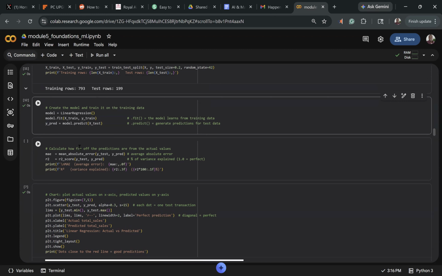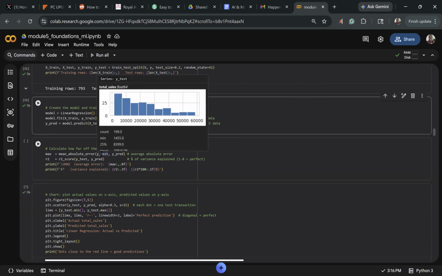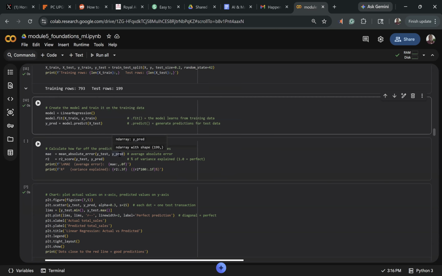So now we want to calculate how far off the predictions are from the actual values. Remember, we have our y prediction already in y underscore prediction. Now we want to calculate our error. So you call upon mean absolute error. You remember we have it over there already in our modules. So we want to compare the y test to y prediction, the predicted values.